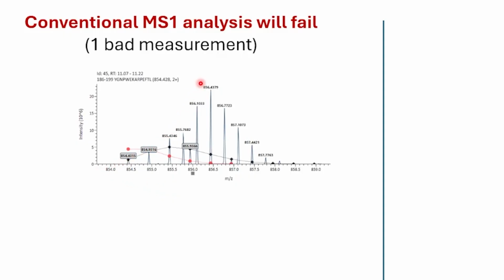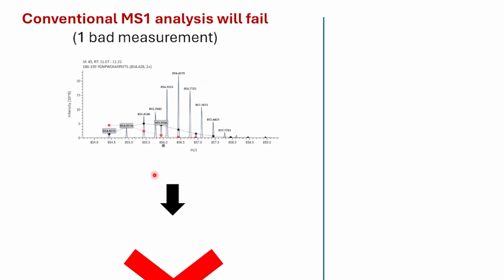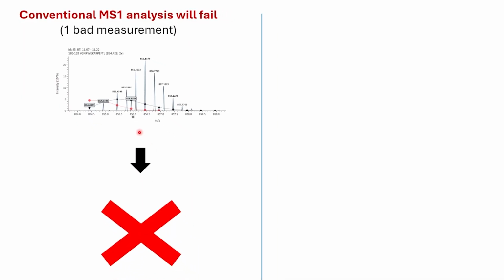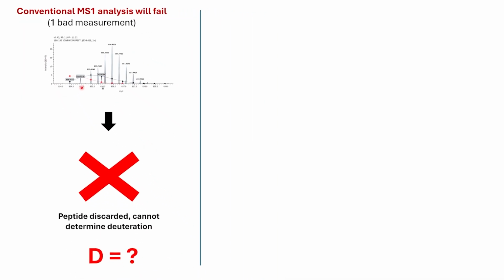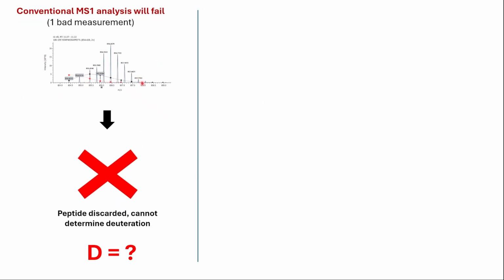If we were to measure this peptide based on the observed signal here, the deuteration measurement we would get for this peptide would be overestimated. And so in most cases, this peptide would be a candidate for deletion, just because there are way too many peak overlaps to give us a proper measurement of the peptide deuteration from MS1 data.